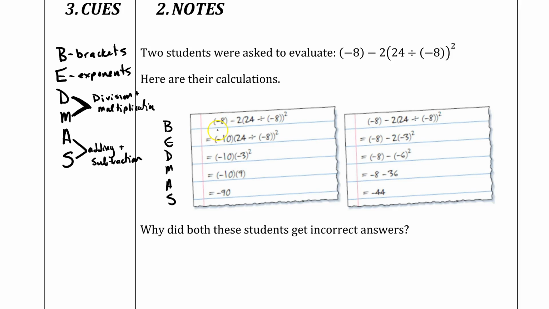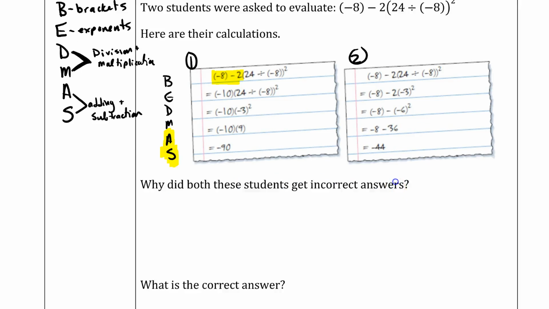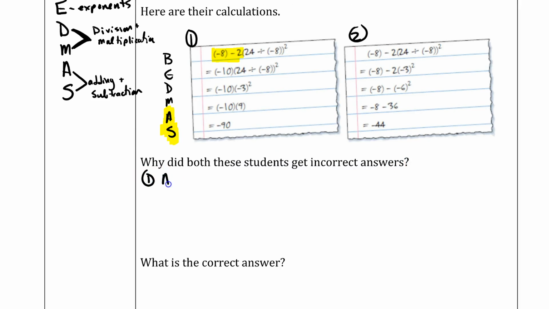So, what did this person do first? Okay, they rewrote the question. That's all right. Then the next thing that they did was they had a -10. What actually happened here, folks, is that they chose to do the subtraction first, which goes along with addition. But that actually should happen right at the end. If I were to give these students numbers, student number 1 and student number 2, student number 1 added first, but should have done brackets.